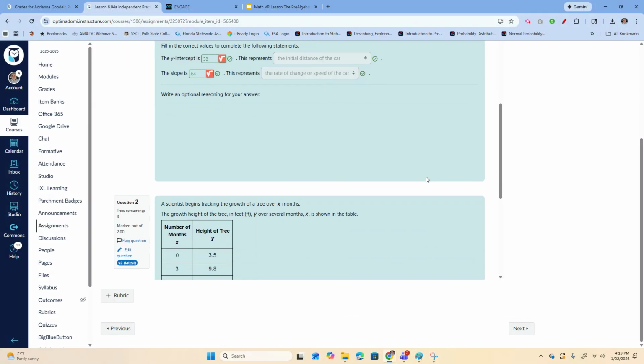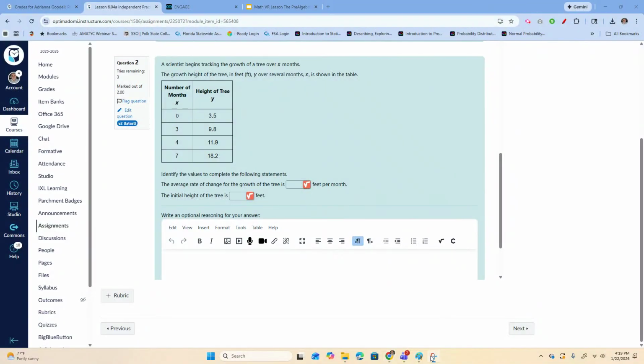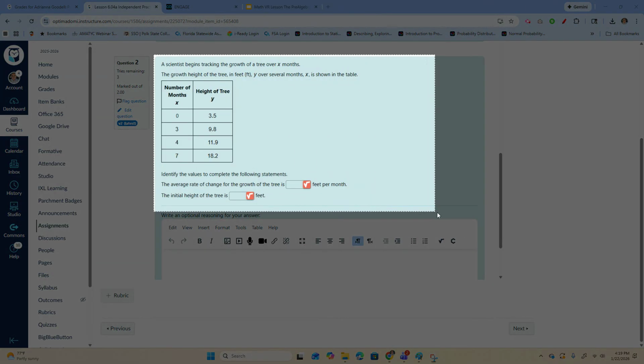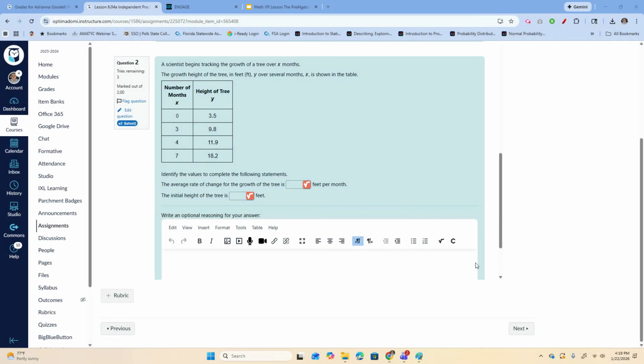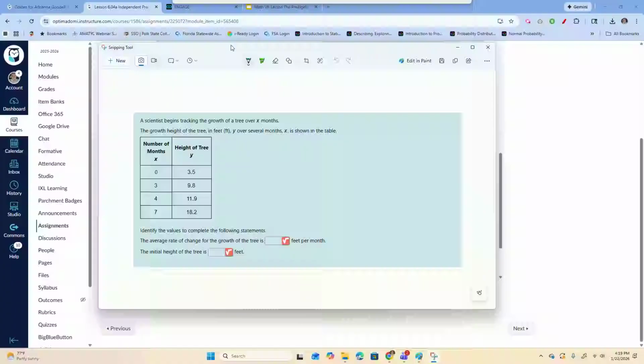And there we go. Okay, let's do problem number 2 now. Same idea. Problem number 1 was a graph. Problem number 2 now is a table, but we're doing the same thing. Okay, so here we go again. Let's do problem number 2.